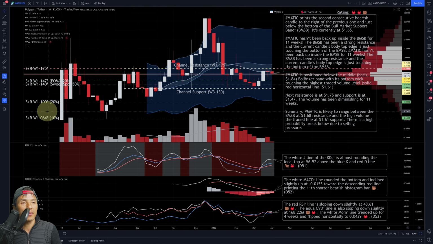Entry prices you may be interested in. Again, this is for edutainment only, not financial advice. $1.47 would be a good FOMO level at 20% of your budget, and $1.40 would be a good sweet spot for 50% of the budget. $1 would be 20% of the budget, and at 64 cents, 10% of the budget. It may not get down to $1 or 64 cents, but it's always good to have some dry powder waiting for those crashes that wick all the way down, so you can catch it.